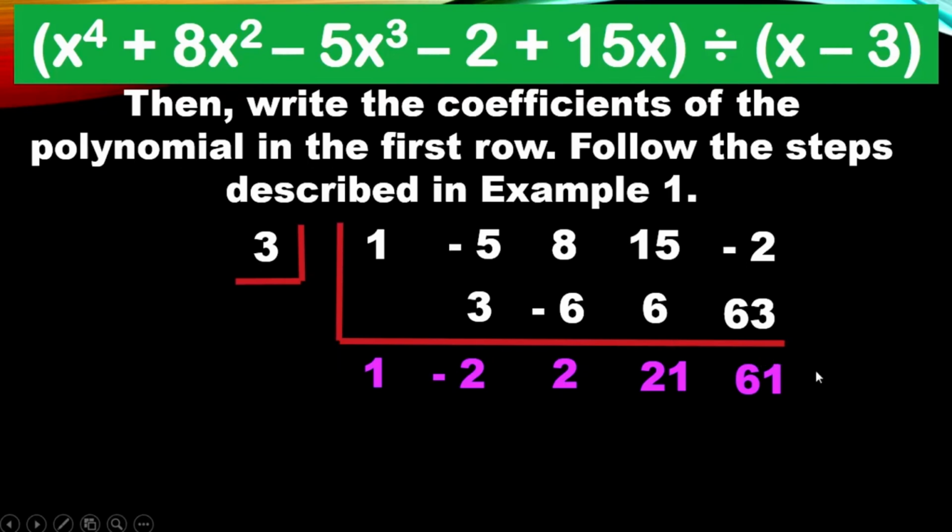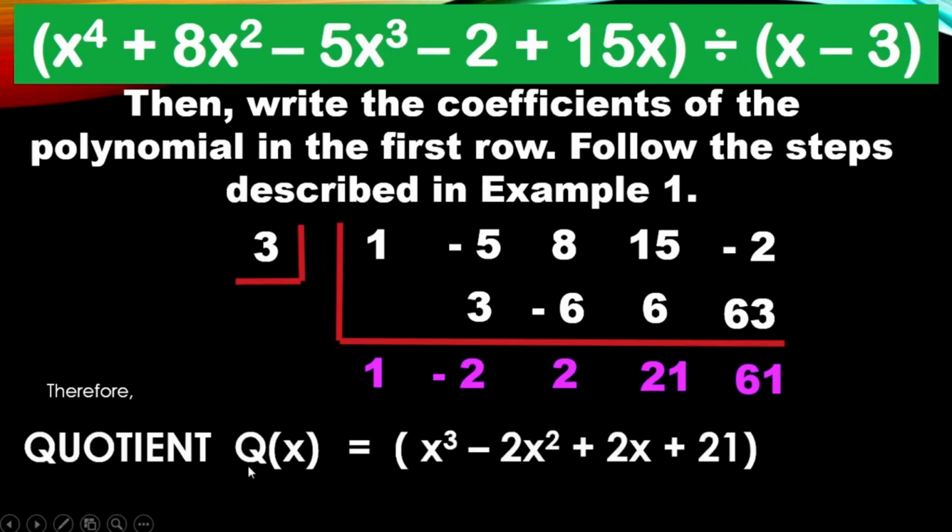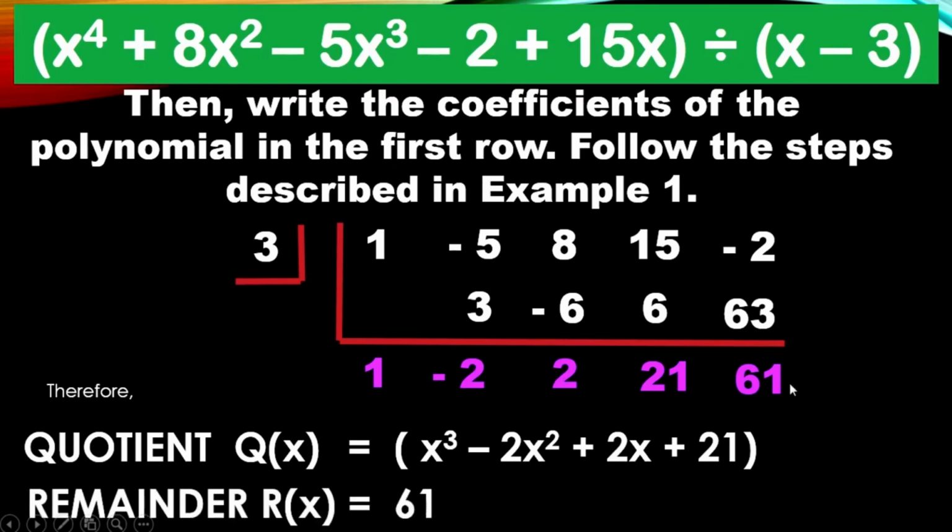Okay, and then i-rewrite natin yung third row sa polynomial equation. So, yung dividend natin, ang highest exponent ay 4. Therefore, pagdating sa quotient, magbabawas tayo ng isa, which is 4 minus 1 is 3. Therefore, ang quotient natin ay x cubed minus 2x squared plus 2x plus 21. And ang remainder natin is yung nasa dulo, which is 61.